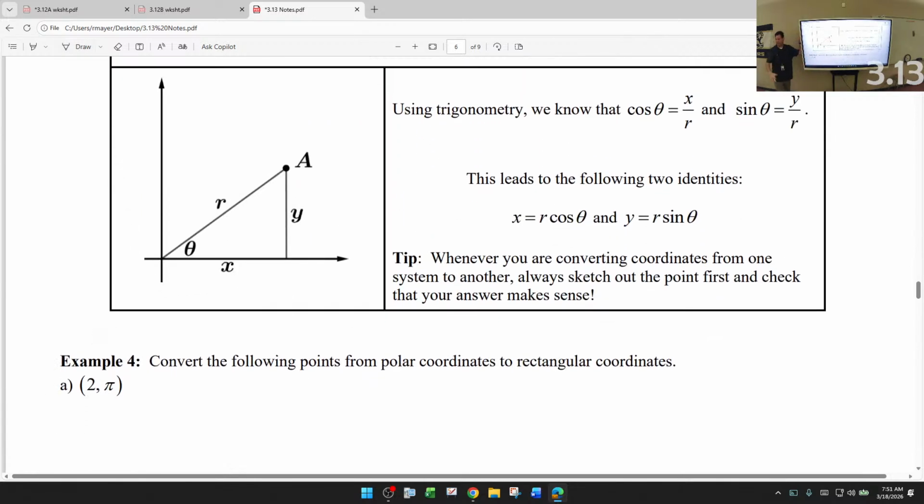Here's where they're telling us that same thing, right? This is x, this is y, this is theta. And of course, x could be negative, y could be negative, r could be negative, but most of the time it's not. The only way r would be negative is if I'm not finding this angle, I'm finding this angle.